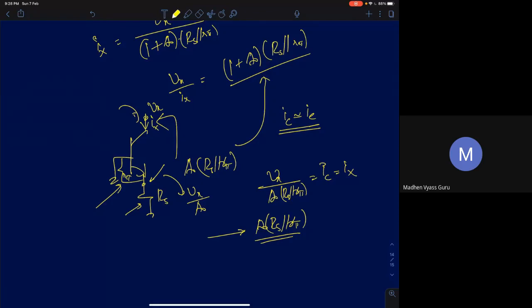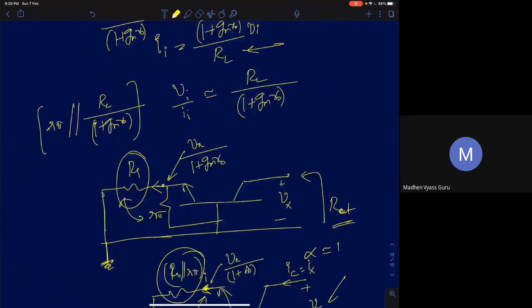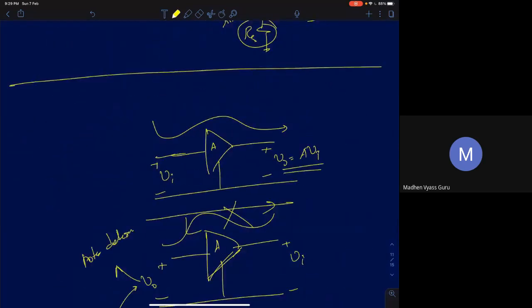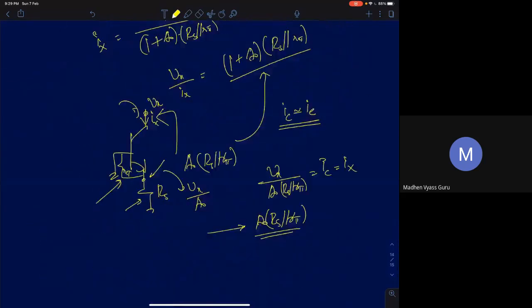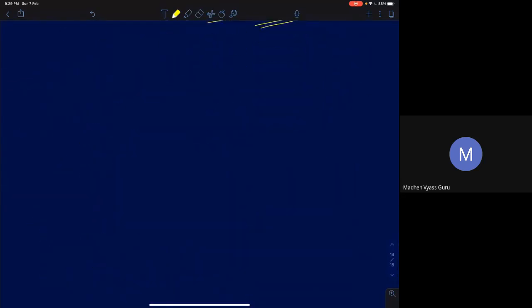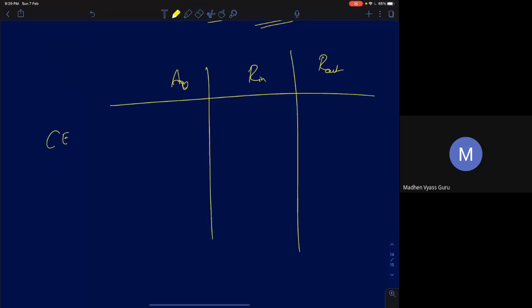I'll discuss this probably after the class. In case you have a doubt, you can discuss with me after the class. But I'll just list out the important factors. We have now done a rigorous analysis of all three amplifier configurations: common base, common emitter, and common collector. So I'll list out the values of A naught, the intrinsic gain, AV, R in, and R out. For a common emitter, the gain is minus A naught, where A naught equals Gm R naught, the input resistance is R pi, and the output resistance is R naught.